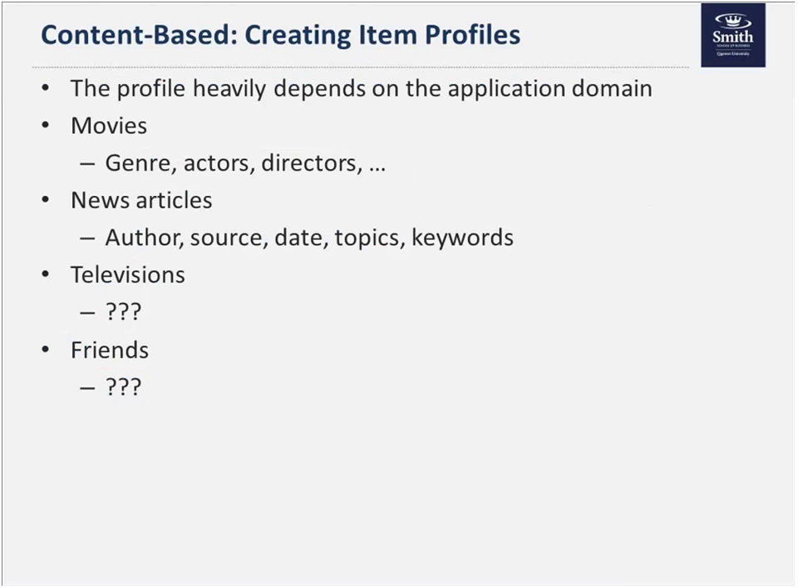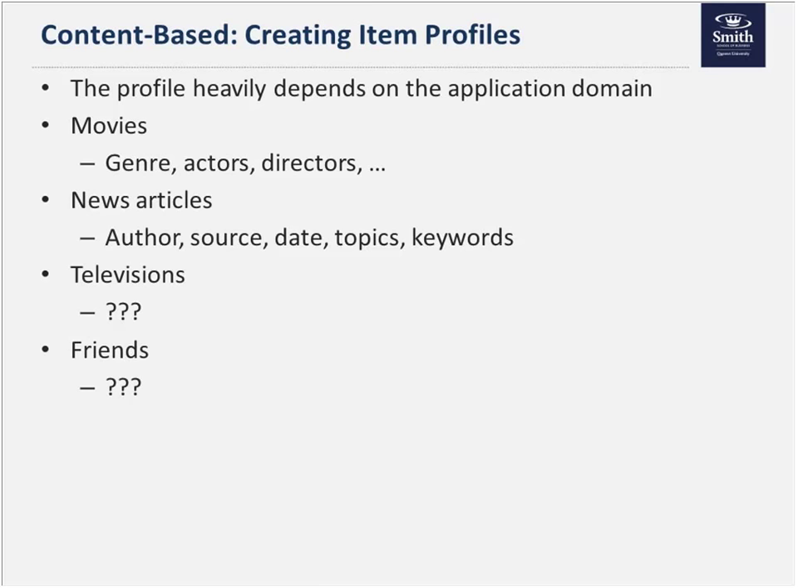The hardest challenge, the key challenge in content-based is creating those item profiles, which is not an exact science, it's more of an art. And it depends heavily on the application domain. So for movies, like we just saw, we chose to write down genre, actors, directors, and so on. But if we were trying to instead recommend news articles, then we would need to think about, well, how do you describe a news article? It could be the author, the source, the date, the topics of the article, maybe the keywords.